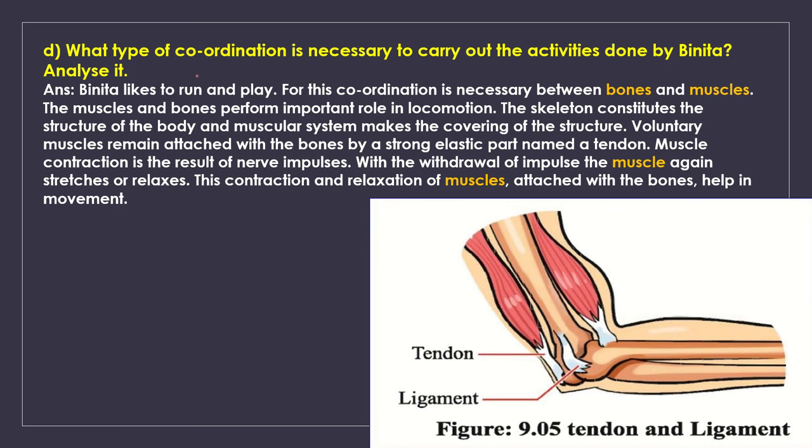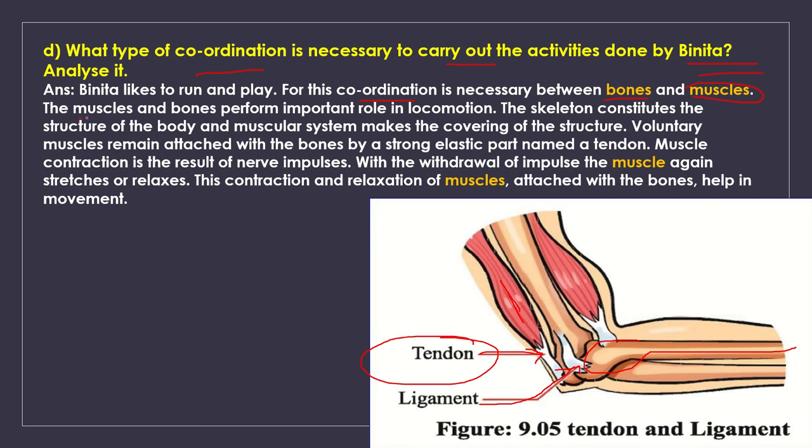What type of coordination is necessary to carry out activities done by Binita? So you need to analyze. This is a tendon, guys, and this is a ligament. Binita likes to run and play. For this, coordination is necessary between bones and muscles. This is bone and tendon. This attaches bone with muscle. This is a muscle and this side is a bone.